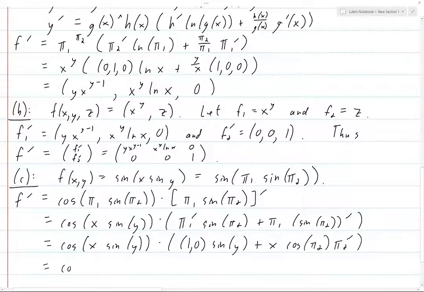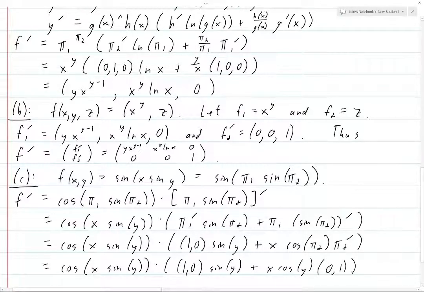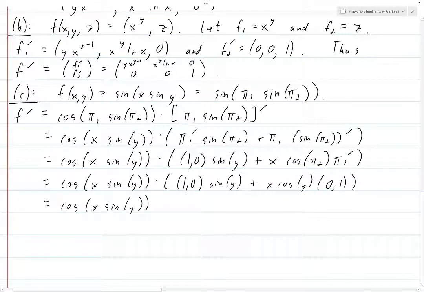And so this is cosine of x sine y times 1, 0 sine y plus x cosine y times the vector 0, 1. And so everything else remains, and now we're going to combine this into one vector, so it's going to be sine y and then x cosine y. We could combine this into one single vector if we wanted to, but I don't really see a reason to do that, so I'm not going to.